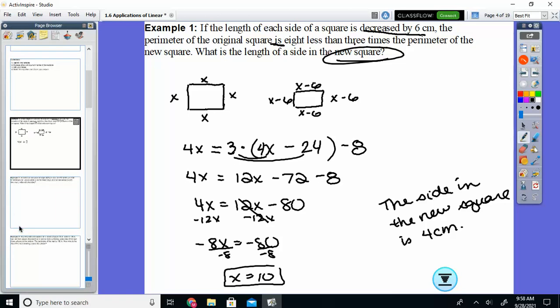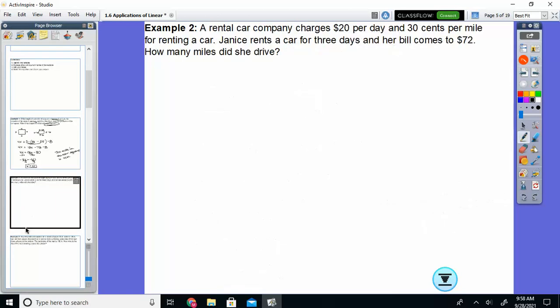So sometimes it works out to draw a picture for our data. Sometimes a picture isn't really reasonable. So let's take a look at this problem. We have a rental car company, and they are going to charge $20 per day and 30 cents per mile for renting their car. Janice rents a car for 3 days and her bill comes to $72. How many miles did she drive?